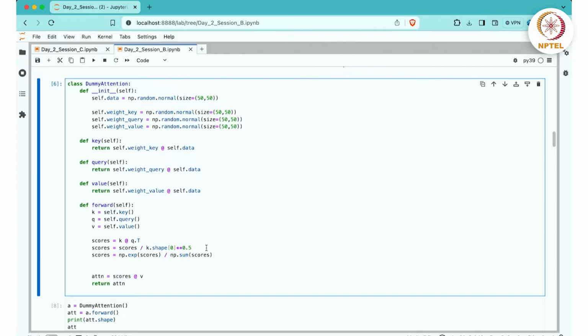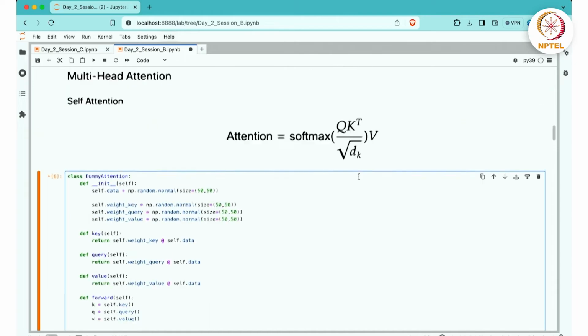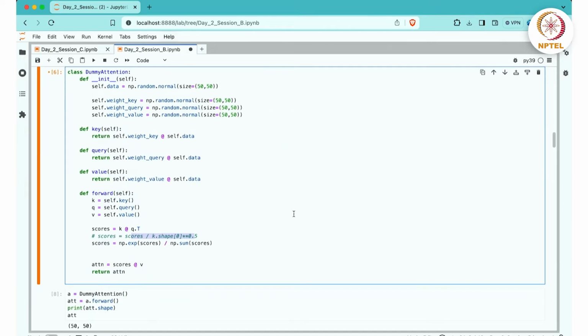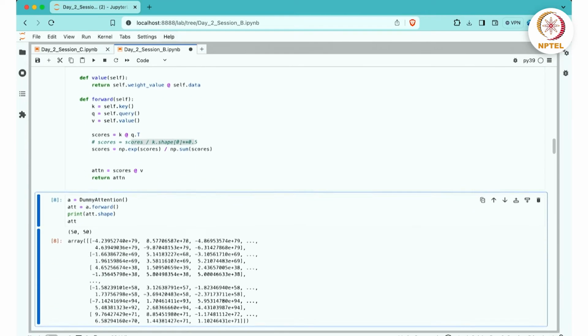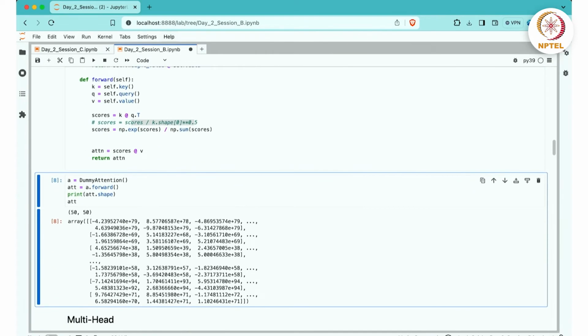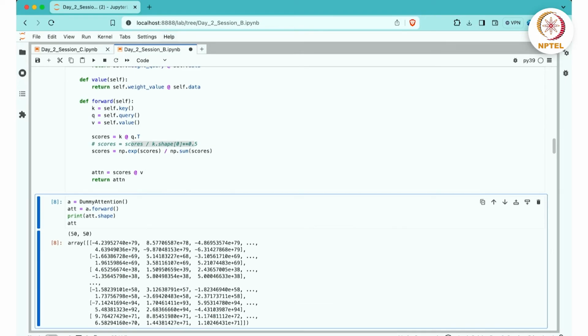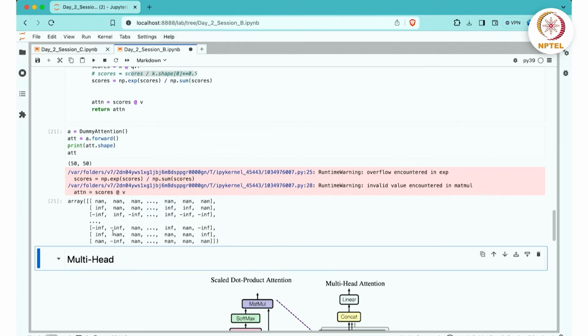So let's just try to run this block of code. I have intentionally commented out the square root of dk part to show you why it is important. If we run this code without the square root of dk, we are doing everything, but we see these very ugly not defined, infinity and minus infinity values in it. This does not look like something very useful as an attention score.